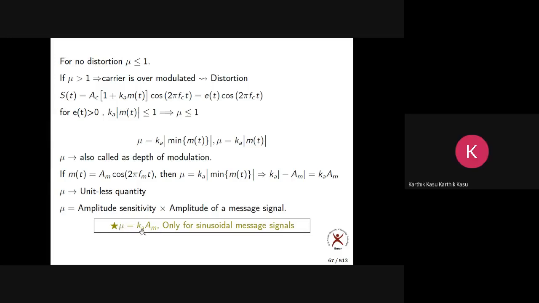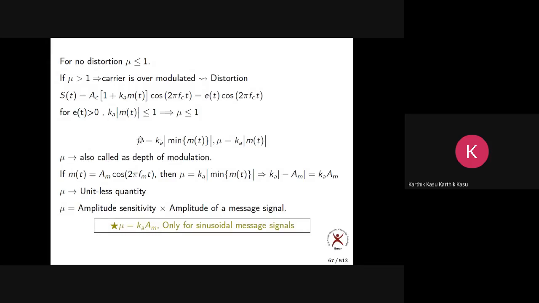So it is a design specification. In the designing part, we design Ka according to AM. Suppose AM is 10, then Ka must be less than 1 by 10, so that mu will be less than 1. So the job of Ka is to make sure that your mu is less than or equal to 1. According to AM, the value of Ka will be decided so that our mu will always be less than or equal to 1. So it is a design specification, a circuit parameter, I can say.